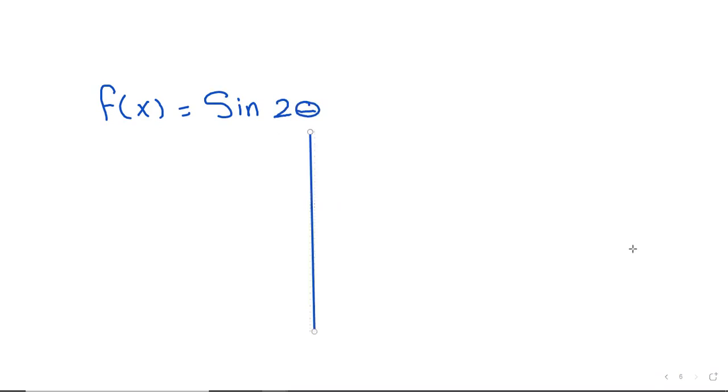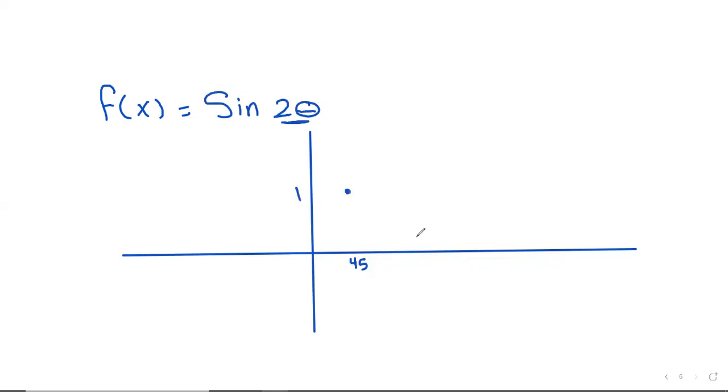Okay. If I have a function like f of x equals, let's say, sine 2 theta, let's graph this function by taking values. So you will find when theta is 45, sine 45, 2 times 45 is 90, and sine 90 is 1 here. Okay. And the angle 90 is going to be what? 90 in this case, 2 times 90 is 180, and sine 180 is 0.